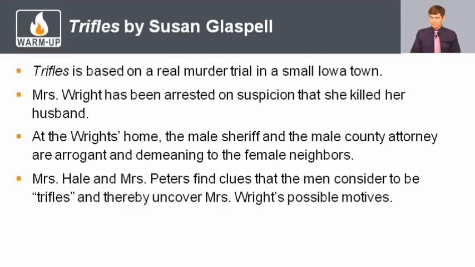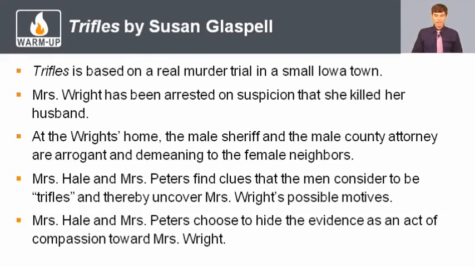Mrs. Hale and Mrs. Peters find clues that the men consider to be trifles, and thereby are able to uncover Mrs. Wright's possible motivations. Some of the things they find are the unfinished quilt, the fruit preserves, an empty birdcage. All these clues together help to create a set of circumstances that might have led this housewife to commit murder. And they become irritated by the men's pompous attitude towards the women. And so Mrs. Hale and Mrs. Peters choose to hide the evidence as an act of compassion towards Mrs. Wright.